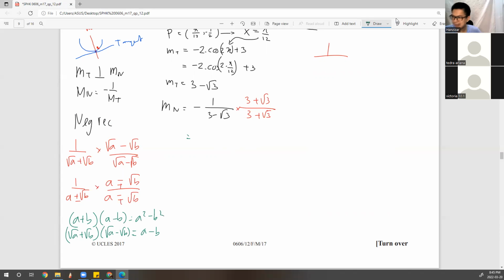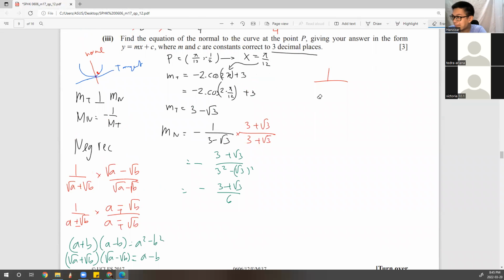So the negative stays there. So 3 plus square root 3 over 3 squared minus square root 3 squared. So the answer will be 3 plus square root 3 over 9 minus 3, which is 6. See, that's it. And then you can just insert into the formula.